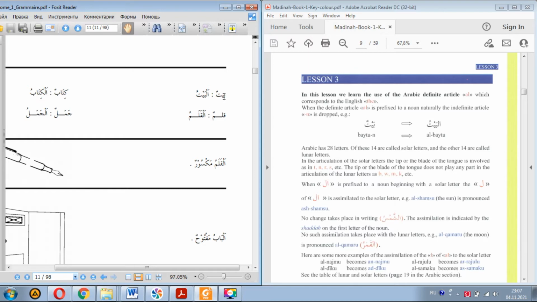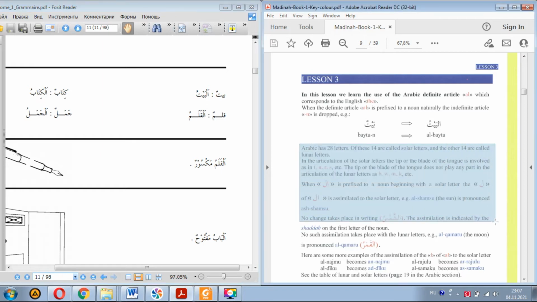So baytun, a house, al-baytu, the house. Kitabun, a book, al-kitabu, the book. Qalamun, a pen, al-qalamu, the pen. Jamalun, camel, al-jamalu, the camel. Right now you shouldn't pay attention to this. You shouldn't get distracted by these rules. We will get to that.